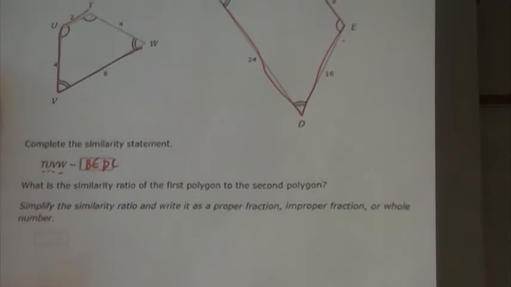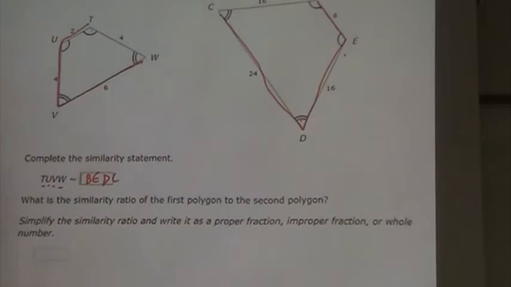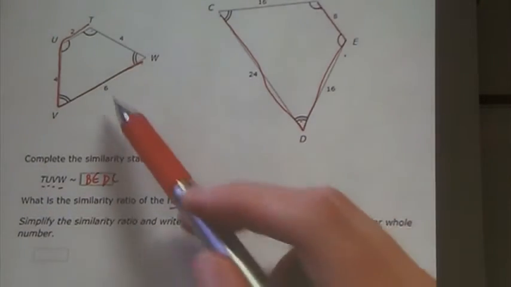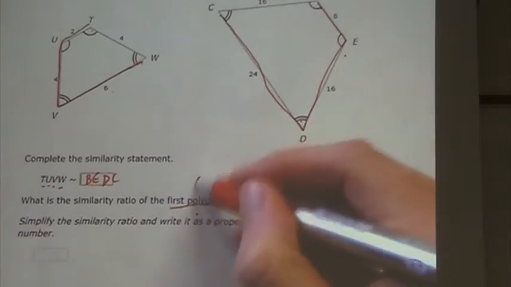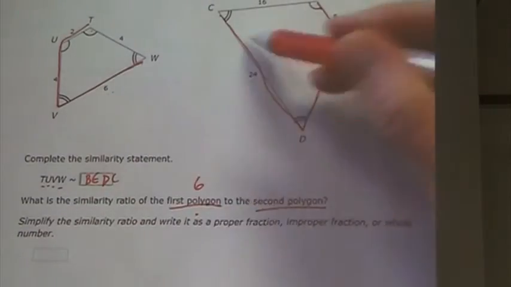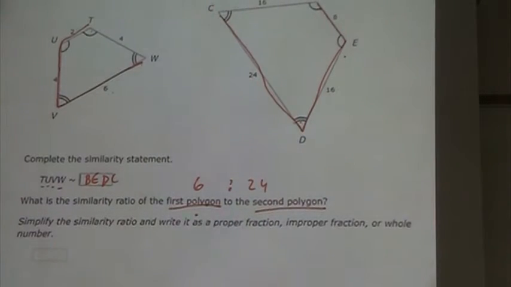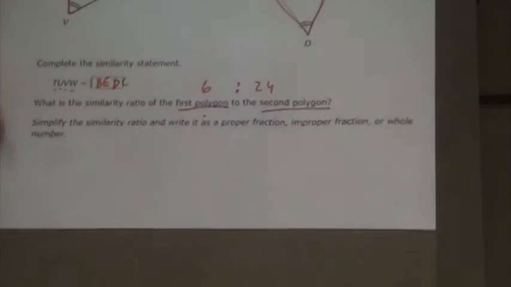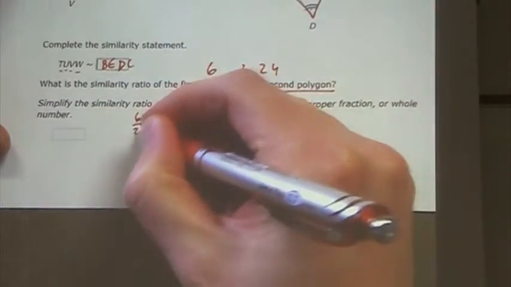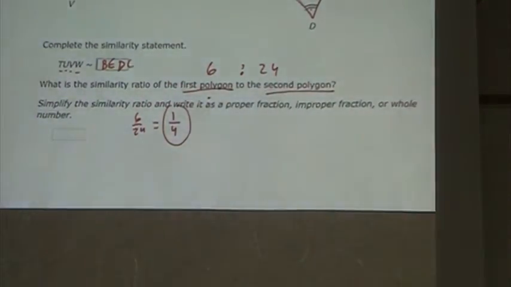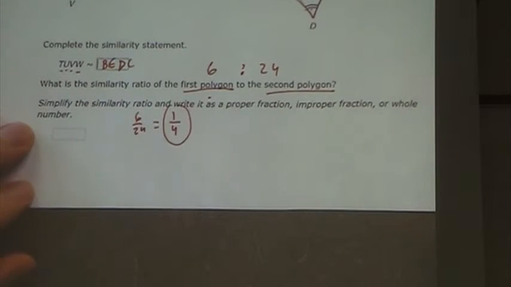And then write a similarity ratio of the first polygon to the second polygon. First, I'll just pick the bottom. 6 between angle 2s. Angle 2 is 24. We can write 6 to 24 as a fraction. 6 over 24. And we can reduce that to 1/4. Boom! There we go.